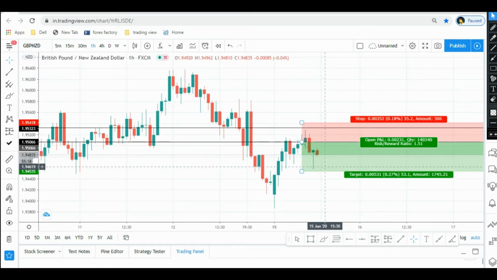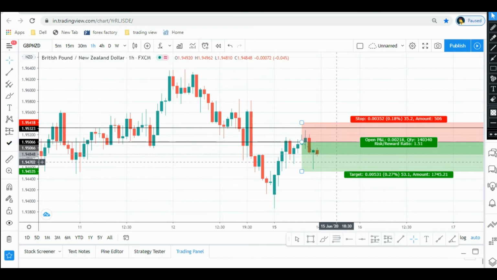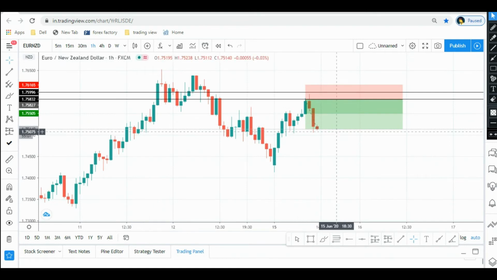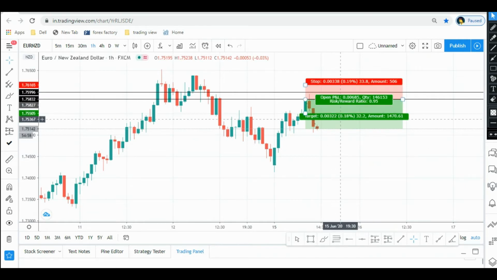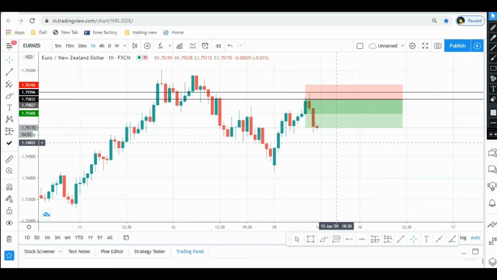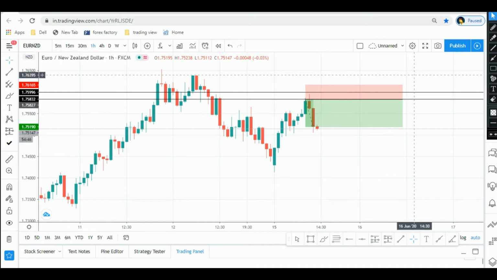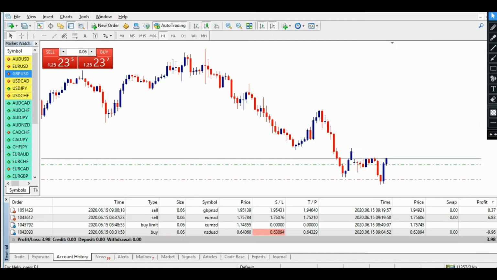See, price almost reached my take profit area. So ultimately this was a very good trade. And Euro NZD, see, price hit my take profit zone, and my stop loss would be just 38 pips, and my take profit was 63. Totally the ratio was 1:1.88. As you can see in front of your eyes, I have earned profit.